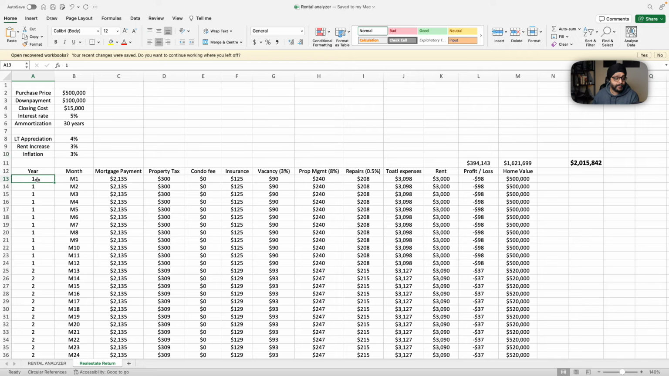So what we do here is, this is year one. So let's take these 12 months of year one. This is month one, so M1, M2, M3 will be months. This particular Excel will actually be available to download, so you can do your own calculations as well. The mortgage payment for this particular house at $400,000 of loan will be about $2,135. Then I've taken property tax of about $300. I've assumed that this doesn't have a condo fee, so it's $0. Now, if you're wondering, where would you find a property like this?